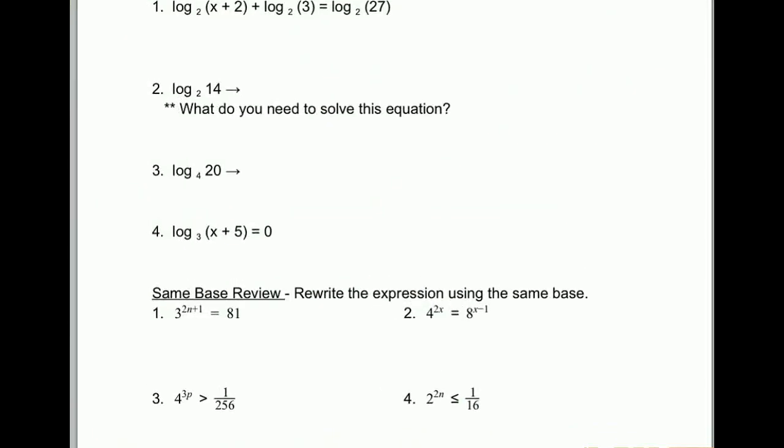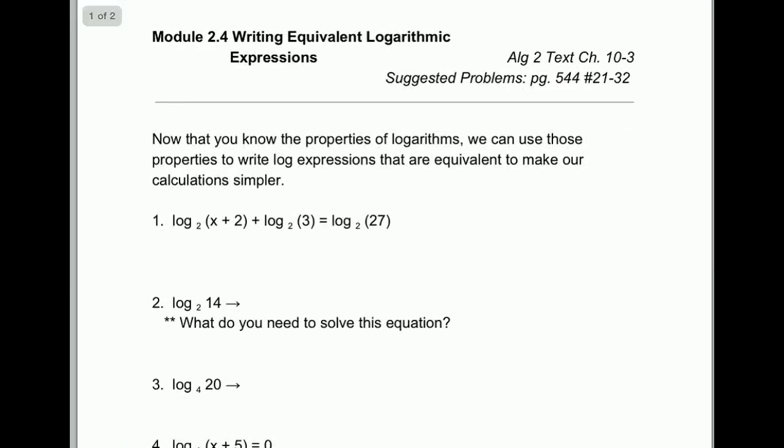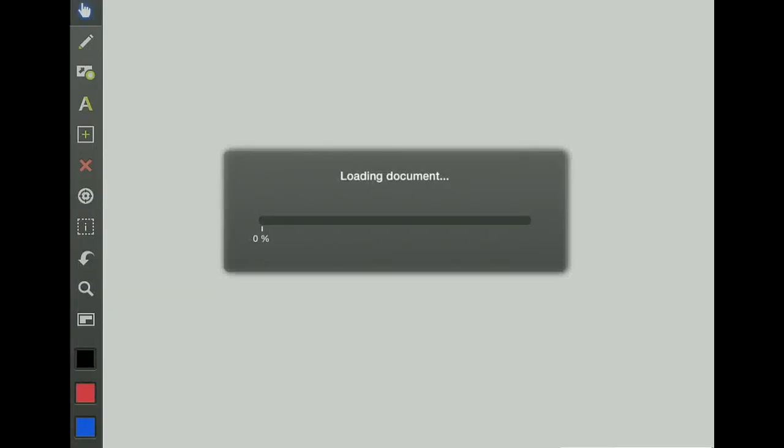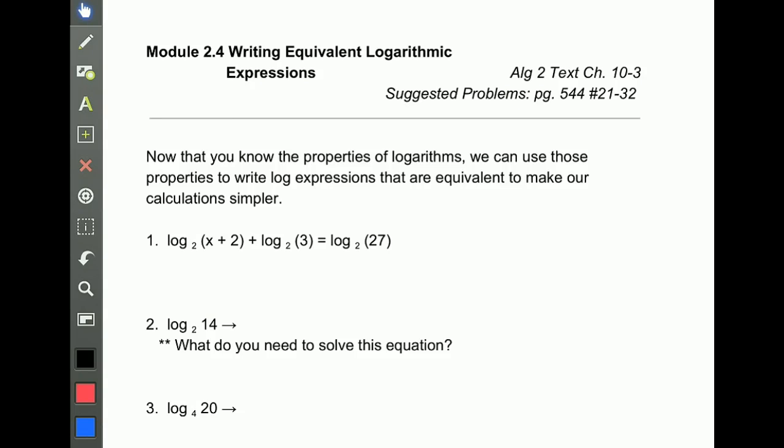Okay, so today we are going into module 2.4, writing equivalent logarithmic expressions. It's going to be really good practice for you to do the practice problems on the top of the page, and we will do more practice in class, of course. So now that you know the properties of logarithms, which we did last time, and that you should have down pretty well by now, you can use those properties to write log expressions that are equivalent to make our calculations simpler.